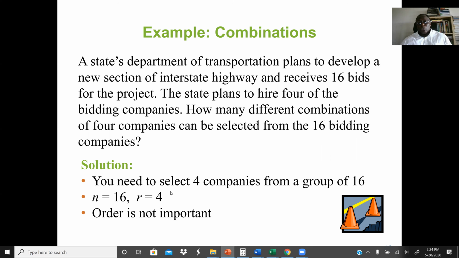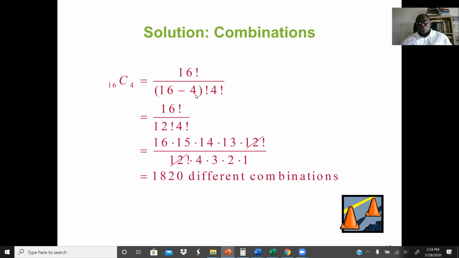So you need to select 4 companies from a group of 16. So n is 16, r is 4. Then the formula will be 16 factorial over (16 minus 4) factorial. That gives us the permutation, but we're going to divide by 4 factorial again, so that we don't count the same 4 items with a different order. The order doesn't matter, so it will be 16 factorial over (16 minus 4) factorial times 4 factorial. If it's permutation, then it will be 16 factorial over (16 minus 4) factorial. And our answer will give us 1820.